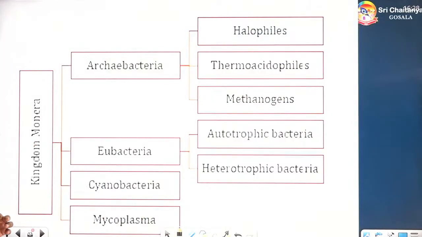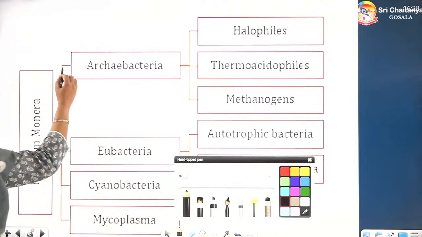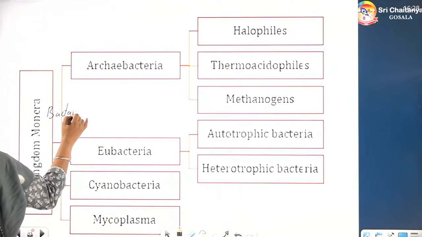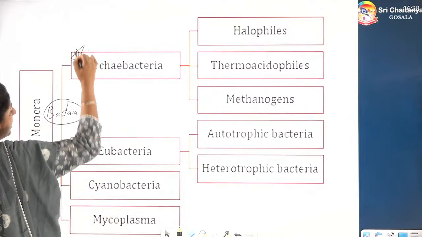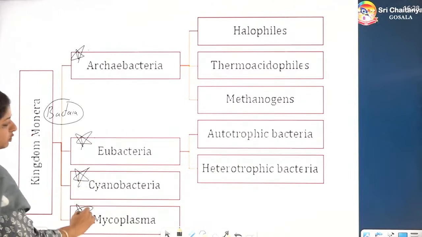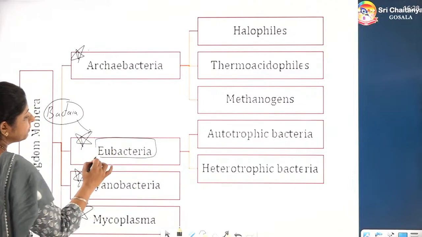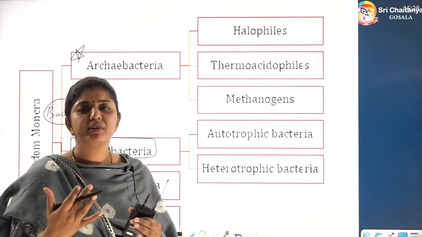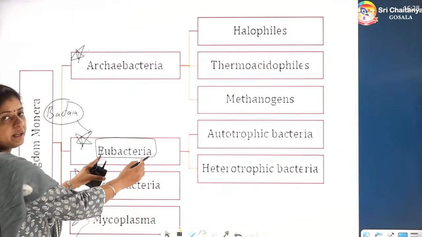Now kingdom Monera is classified into various groups. Important groups are what thing? Can I say bacteria are the main group members over there, but we classify into archaebacteria, eubacteria, cyanobacteria and the Mycoplasma. But the main feature belongs to which bacteria? Eubacteria are much more in number in the kingdom Monera. Whatever feature we say for Monera is mainly based on the eubacteria, right?